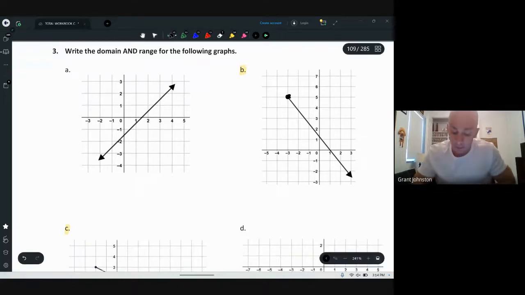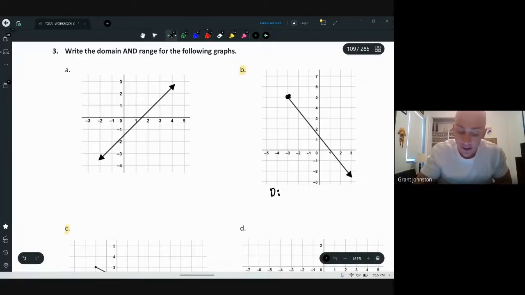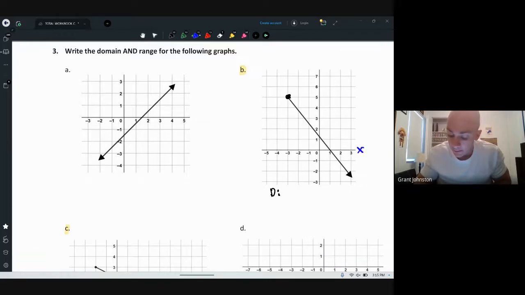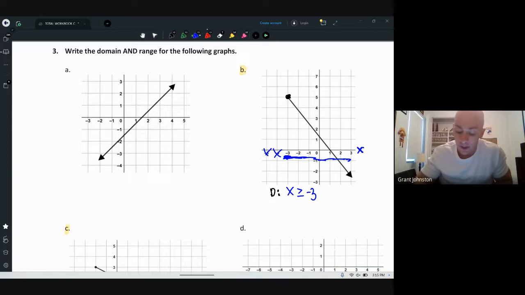So the domain, let me do that first. We look at the x. Domain is always x. And if we look at this line in terms of its x, or x-axis, it's going to be -3 and greater because it's going this way, right? So it's never going to get to -4 or -5. So the domain would be x needs to be greater than or equal to -3. That's the domain.